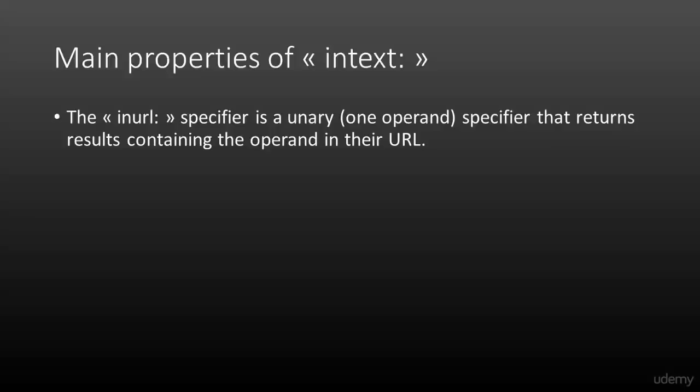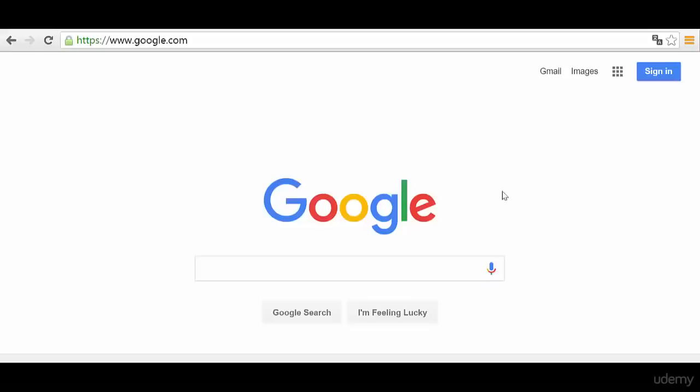Welcome to the section on the in-URL and all-in-URL specifiers. The in-URL specifier is a unary specifier. It takes one operand and it returns results containing the operand in their URL. The colon is mandatory and there should be no blank space.